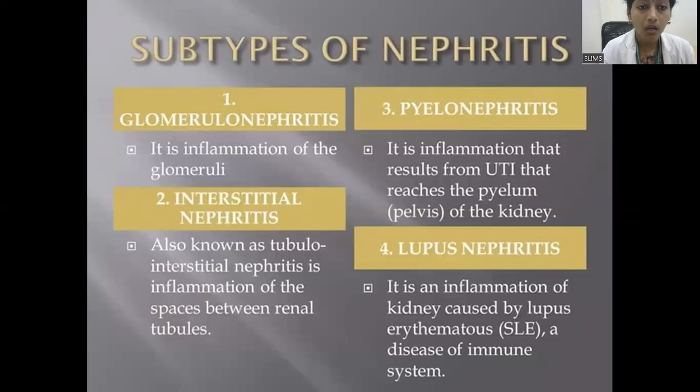The subtypes: glomerulonephritis is infection and inflammation of the glomeruli. Interstitial nephritis is an inflammation of the spaces between the renal tubules. Then pyelonephritis is due to a urinary tract infection, where it reaches the pelvis of the kidney. It is mainly due to prolonged urinary tract infection.